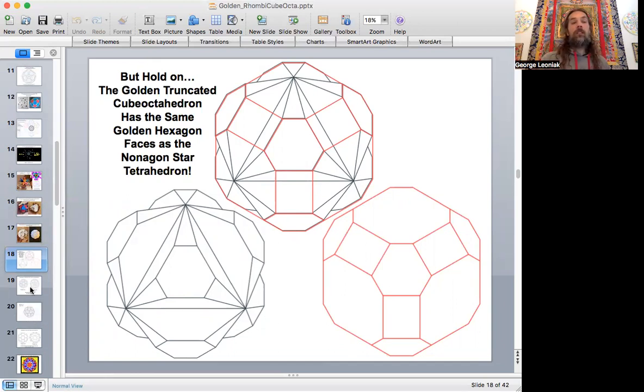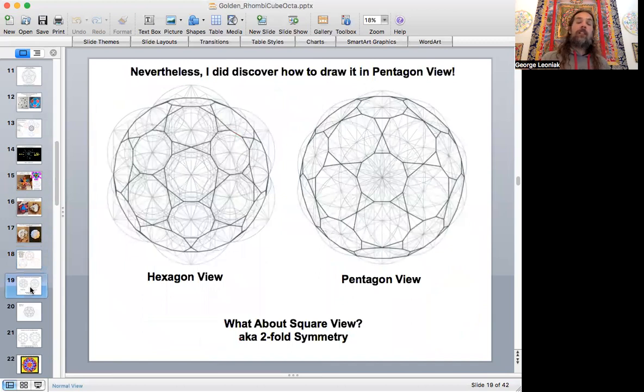And nevertheless, I was able to discover how to draw it in a pentagon view, which was really exciting to me because I think it's a beautiful design, and the drawing of it is actually fairly doable and pretty easy in following out the pattern. This one's a little bit more complex, and it just has a beautiful symmetry to it. So that was exciting because it took me 6 months more to come back around to it by surprise.